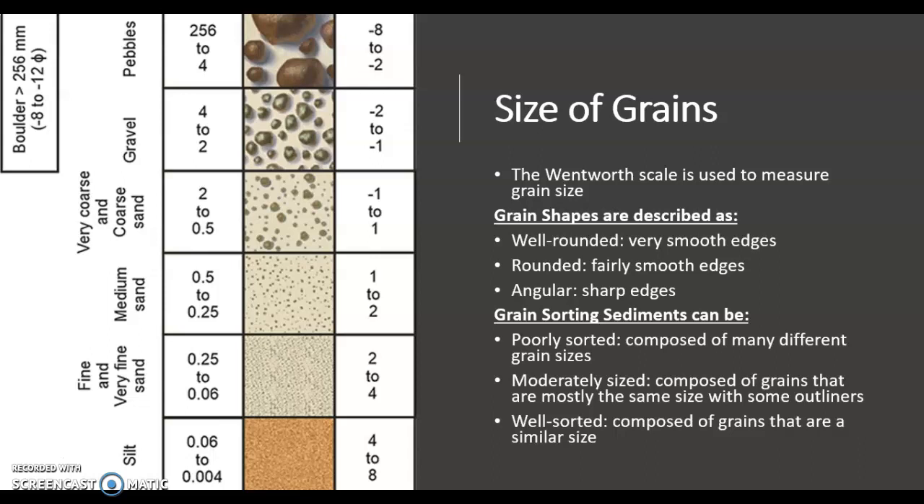Grain sorting: sediments can also be poorly sorted, which has plenty of different sizes, moderately sorted, which is both, but they're more of the same size, and well sorted, which are only similar sized grains.